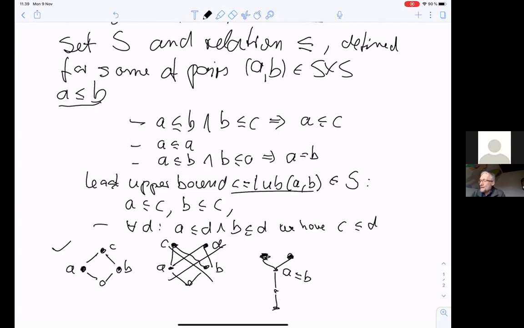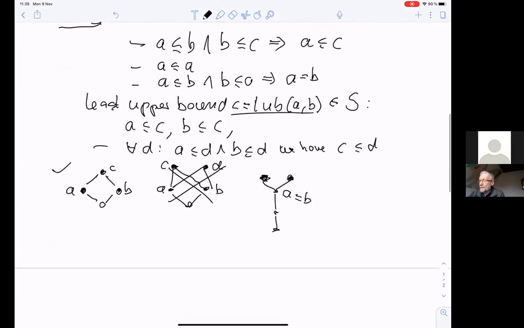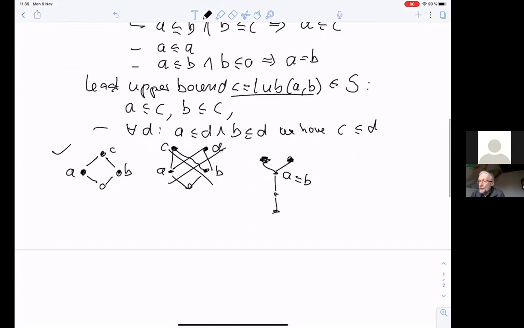And then there is also something called the greatest lower bound.